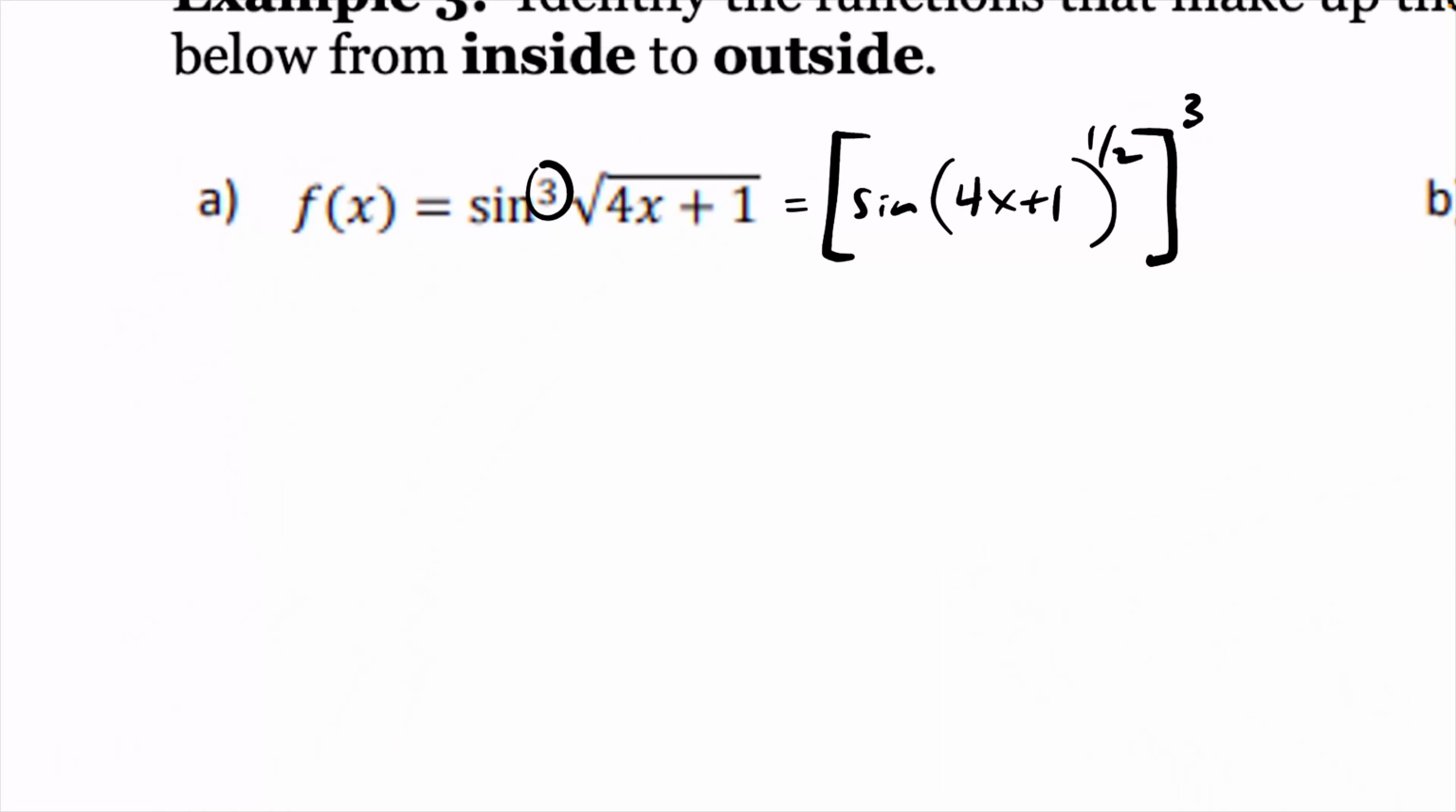How many layers does this one have? Take a guess. 3 layers. It does have 3 layers, right? This is a 3-layer problem. Okay, here's the hardest part. The hardest part is the first step. What's the outside? Something cubed. Yep, something cubed.